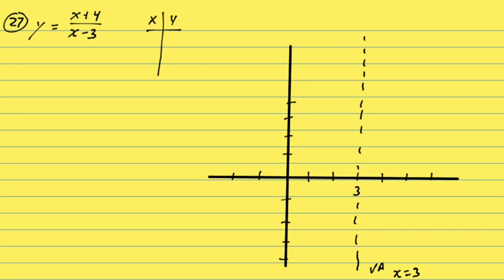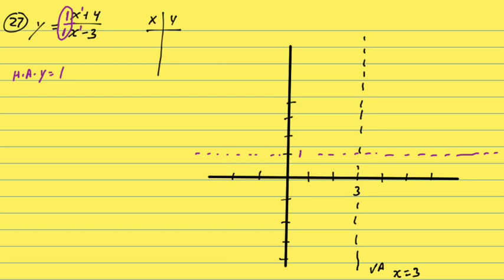Here I need you to learn your rules. I've told you if the power on bottom was bigger, it's 0, right? But here the powers are the same. Do you agree it's 1 and 1? So when the powers are the same, you divide your leading coefficients. 1 over 1 makes the horizontal asymptote y equal 1. So this is going to have a horizontal asymptote at 1.